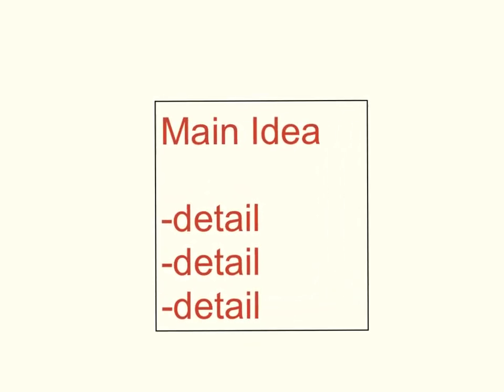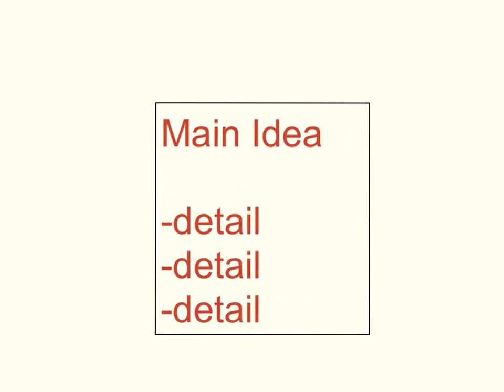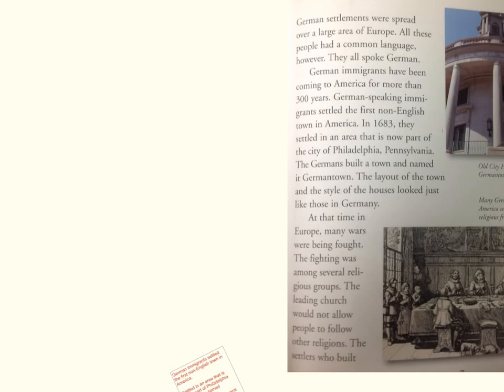Fourth graders, remember that when you're finding the main idea, it's just like a box and bullets. So you should have details that support that main idea. If you cannot find details in the paragraph that support the main idea, then you haven't found the main idea. So the main idea would be your box, and the details would be your bullets. Let's do some practice with this.